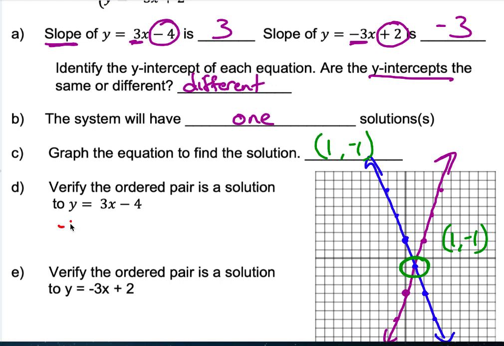So I'm going to put in -1 for y. I'm going to put in 1 for x. 3 times 1 is 3, minus 1 is -1. -1 is equal to -1, so I'm good.